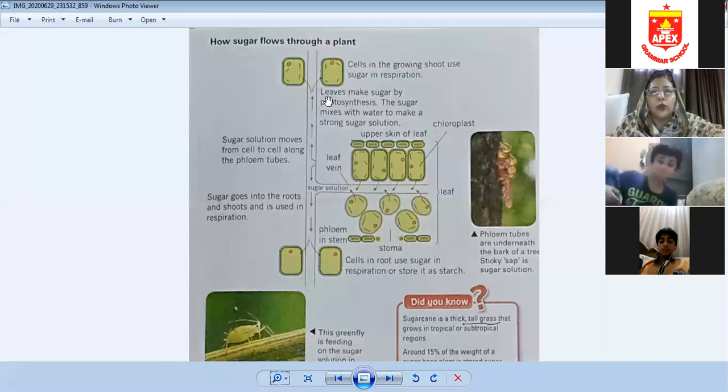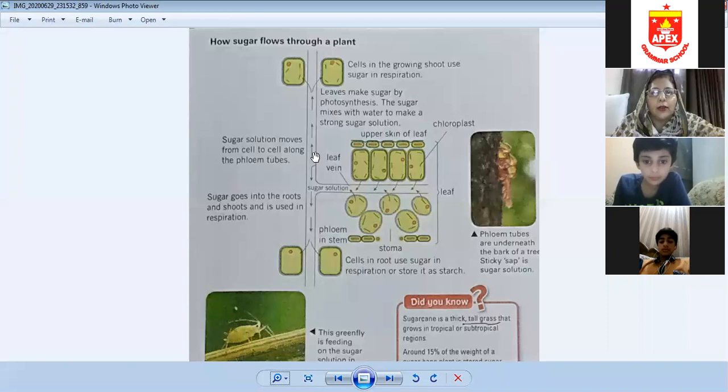So then what is the process? Leaves make sugar by photosynthesis. The sugar mixes with water to make a strong sugar solution. So what is the role of leaves? Leaves make sugar by photosynthesis, and when water is mixed, it converts into a strong sugar solution. Now you will see the sugar solution moves from cell to cell along the phloem tubes.